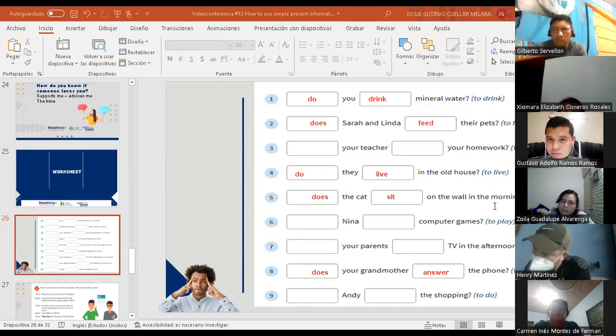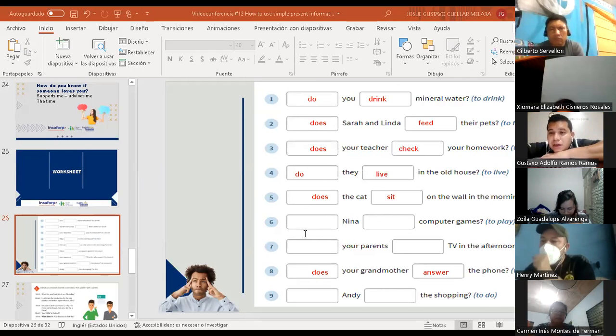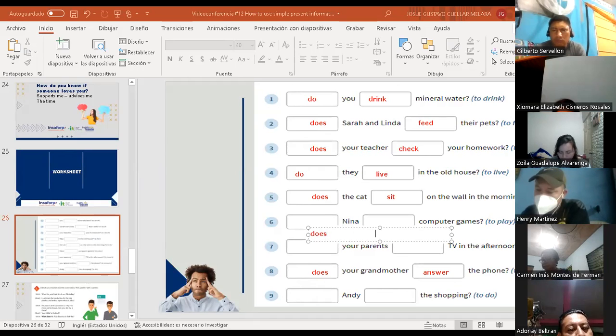Soil and Gustavo. The number three. Does your teacher check your homework? Yes. Okay, Gustavo, and after Gustavo, we go with Jose. Okay. Does Nina play computer games? Good. Okay, next. Vamos con el siguiente.